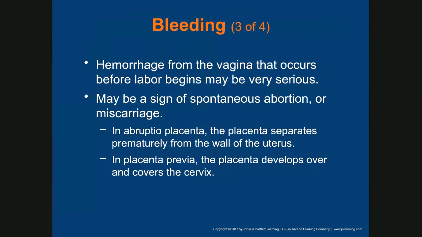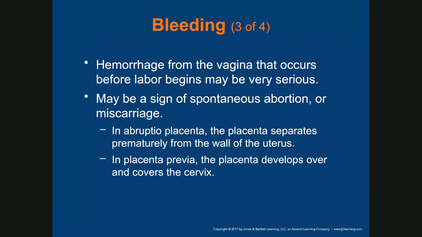Hemorrhage from the vagina that occurs before labor begins may be serious, may be a sign of spontaneous abortion or miscarriage. This is more second trimester. So a miscarriage or abortion is when the fetus is spontaneously released, or the fetus is released before the 20th week of gestation. It can be intentional, it can be spontaneous, right?